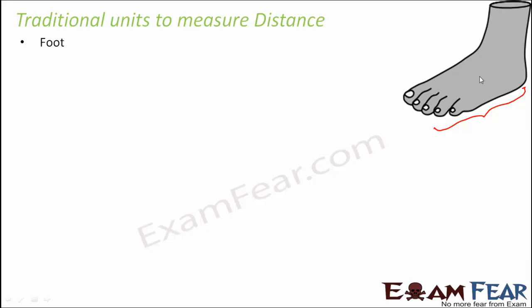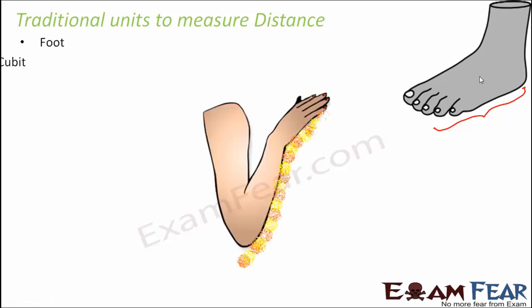That's how they would measure. So foot length was one very common traditional unit. In fact, today also we often tell our height in feet, like he is 6 feet tall, she is 5 feet tall. That is also the same foot which we are referring to. Another traditional unit is cubit. What is cubit? Cubit is the length of the forearm.